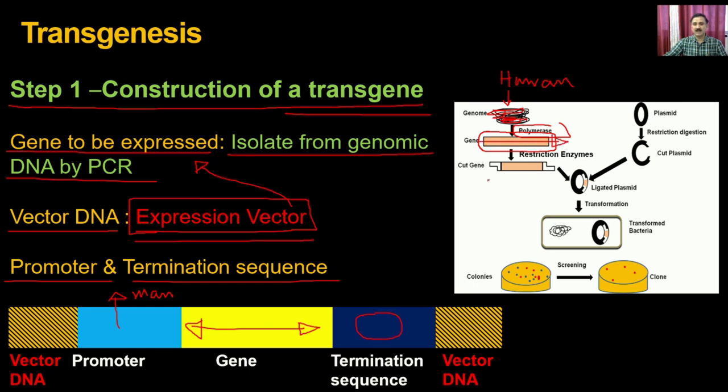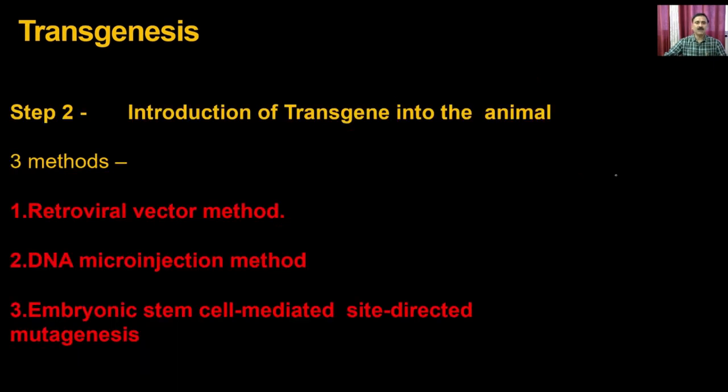Then you do the restriction digestion and generate the cohesive ends. Similarly, you can modify the vectors with the help of restriction digestion. You can generate the cohesive ends, and then with the help of ligation, you can generate the chimeric DNA. Now, this chimeric DNA is ready to be inserted into the particular animals, and that is step 2, where you are going to introduce the transgene into the animal of your choice.